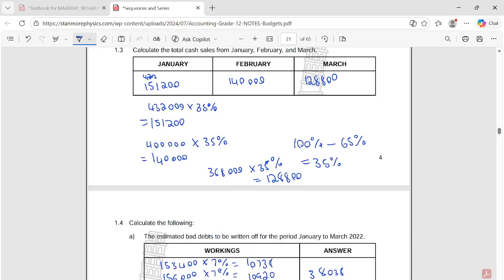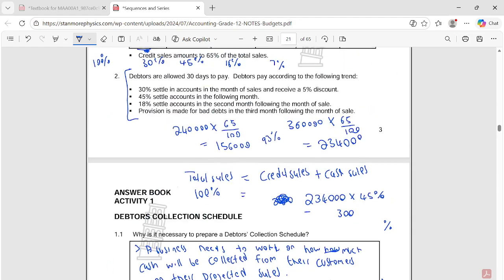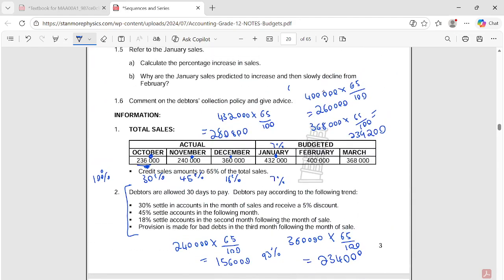Now you do so on and so forth. You're going to the November sales now. Okay, I sold maybe let's say on credit on November, right?